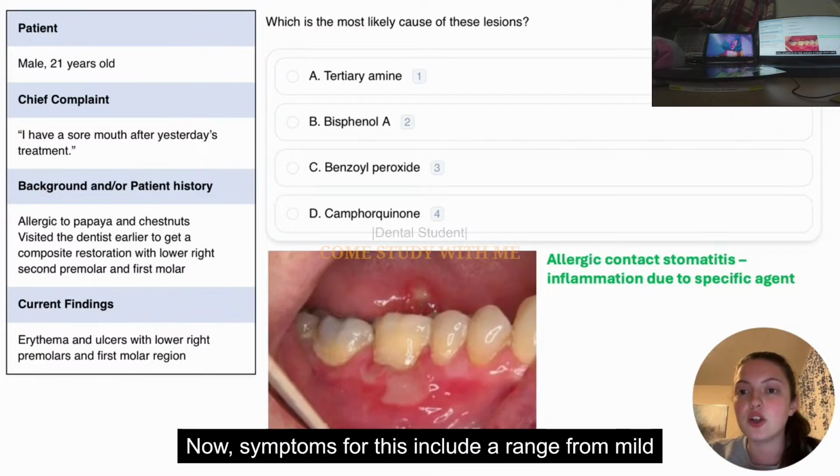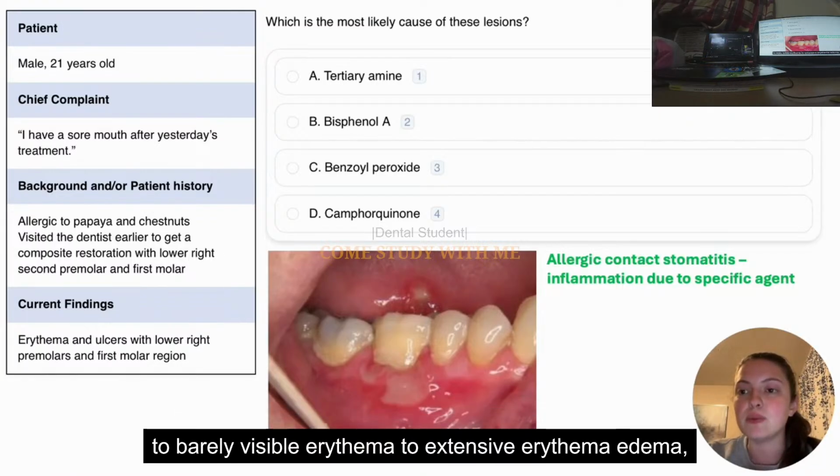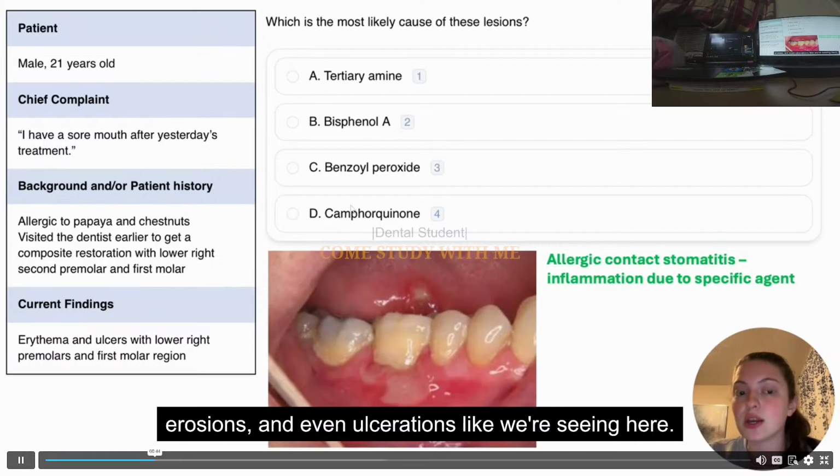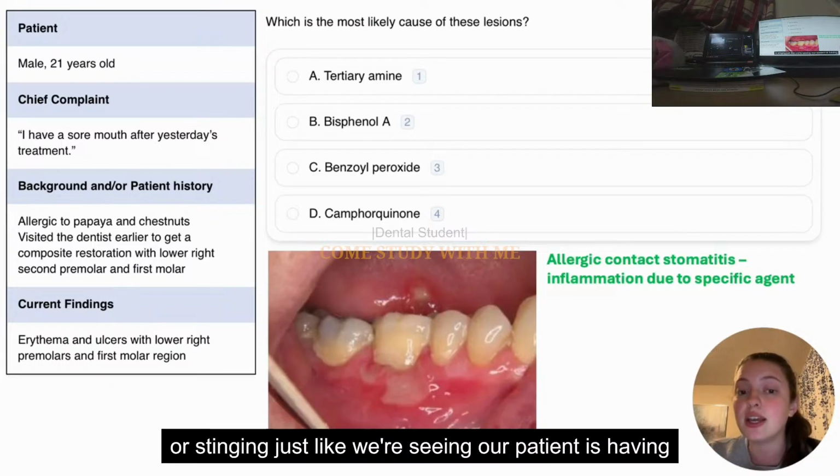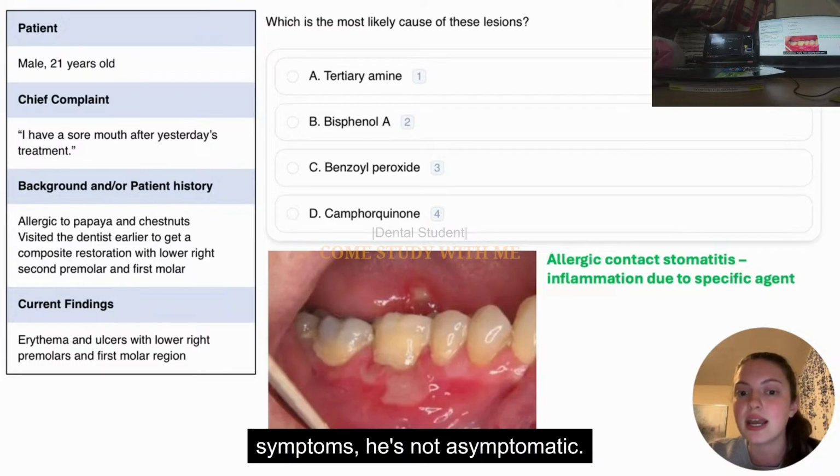Now, symptoms for this include a range from mild to barely visible erythema to extensive erythema, edema, erosions, and even ulcerations like we're seeing here. Now, this may be asymptomatic, but it can cause burning, itching, or stinging, just like we're seeing our patient is having symptoms. He's not asymptomatic.